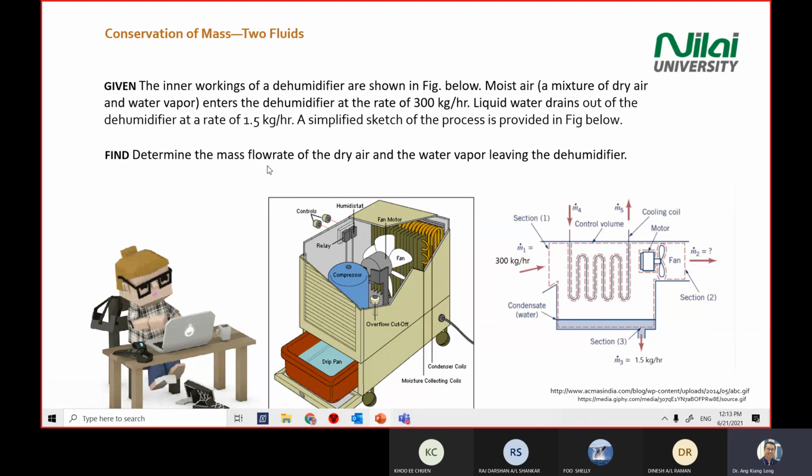So we need to determine the mass flow rate. Mass flow rate is our Q. Q is equal to VA. It is a common equation for this chapter. So mass flow rate Q equals VA.